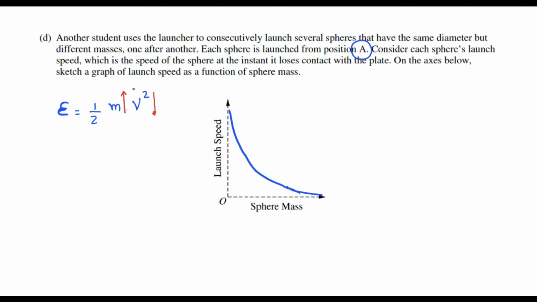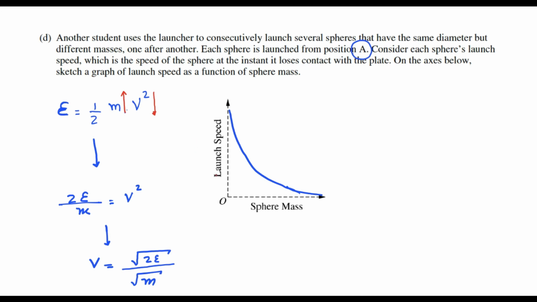Now, a nice way to visualize this is to understand that if we write an expression with the velocity as the subject, we'll end up with something like 2E divided by mass equals V squared, which is the same as saying V equals the square root of 2E over the square root of its mass.